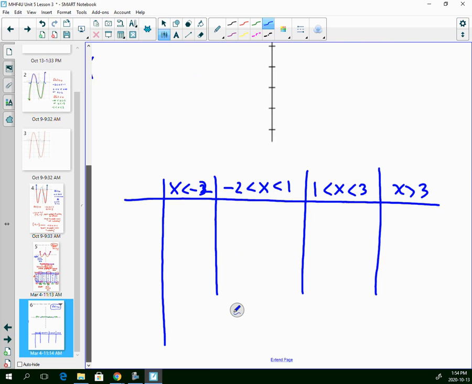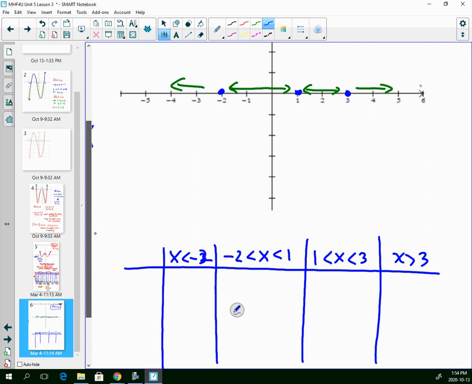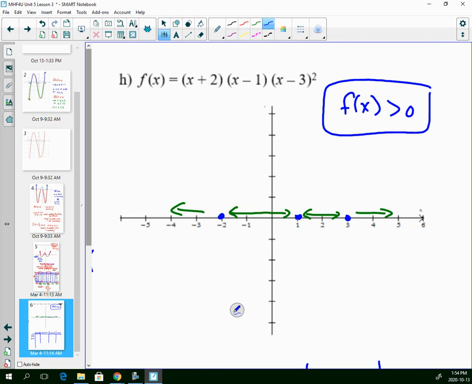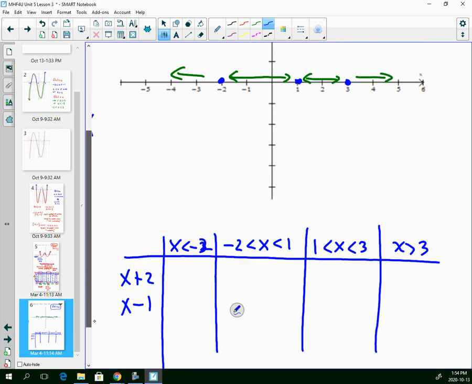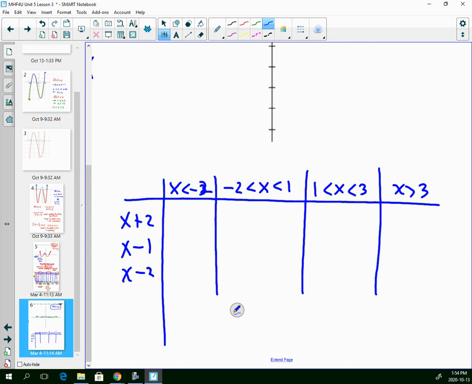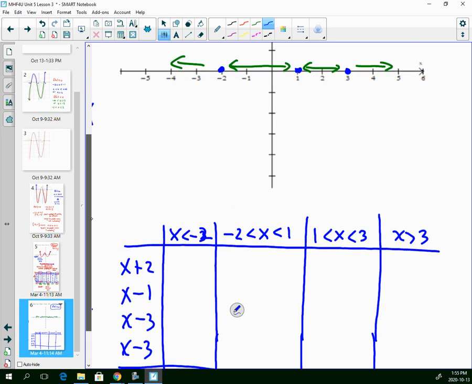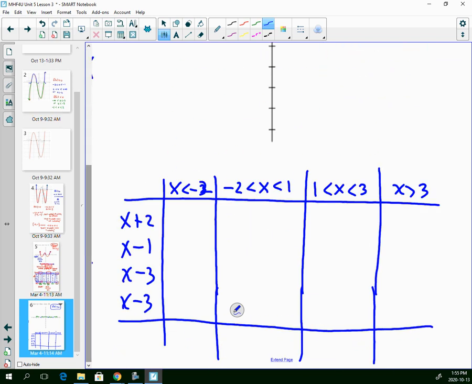Okay. Down the side, I'm going to put my factors. Well, I have x plus 2. I have x minus 1. Now you'll see I have x minus 3 twice. So I like to write it twice. You can just square it, so you could put x minus 3 and then square it. Sometimes we forget to square it, so I think it's a good habit to write it twice, because it is a double root. And then we have f of x at the bottom, the total.